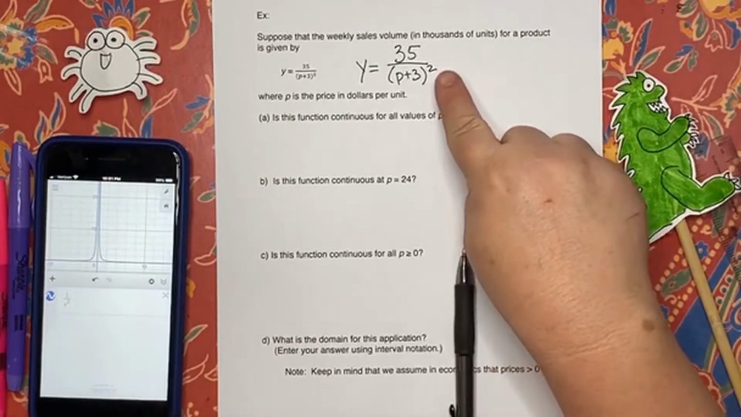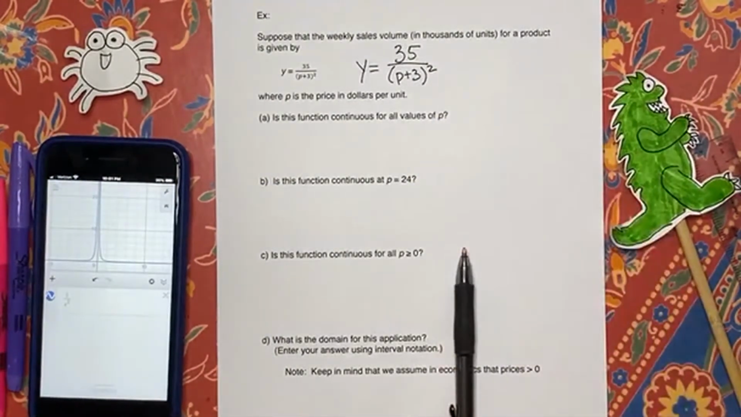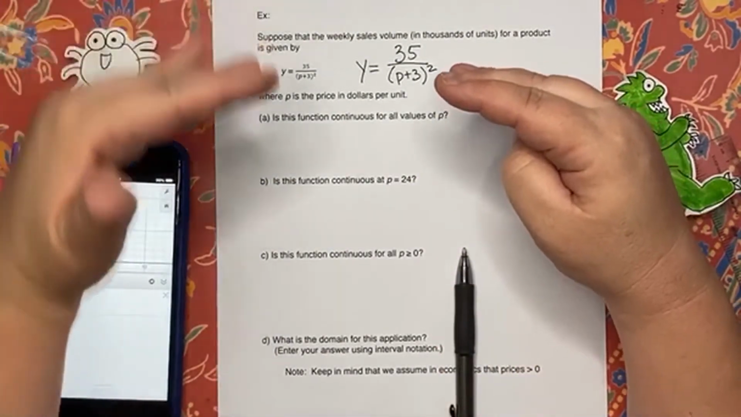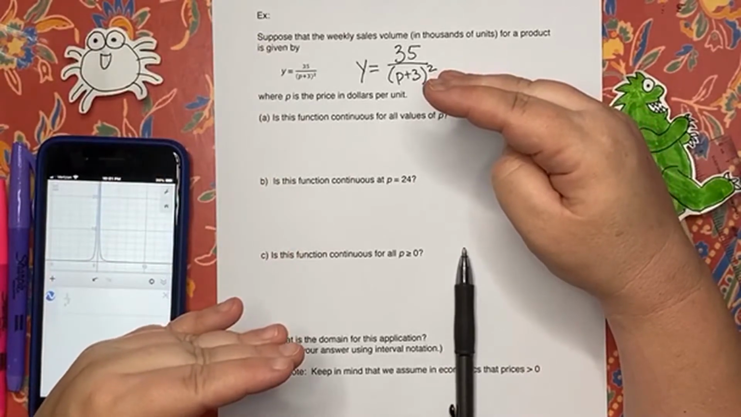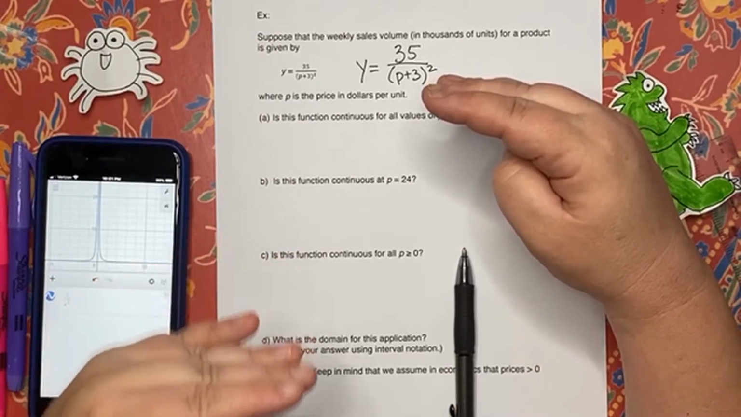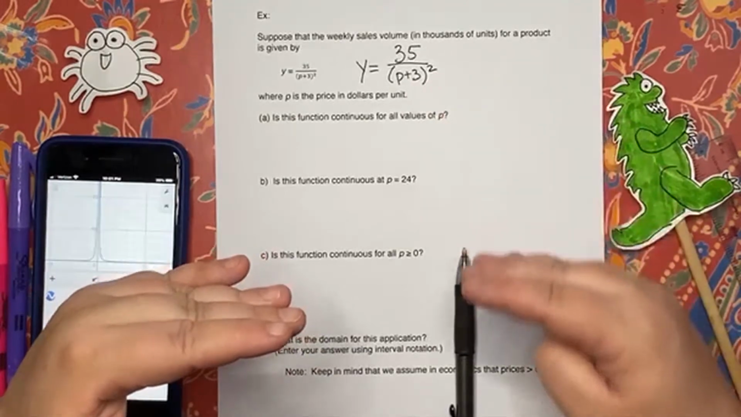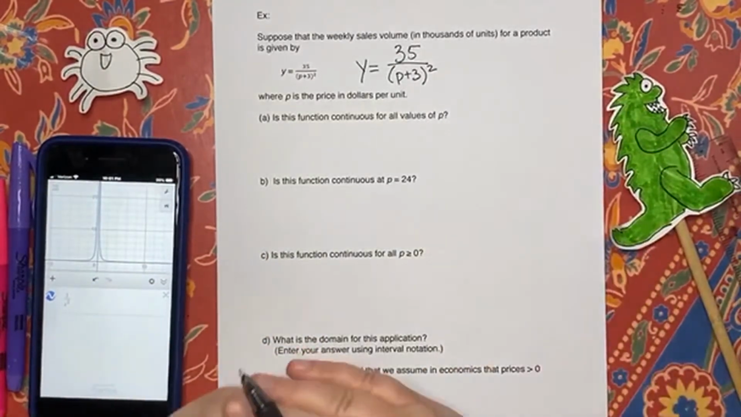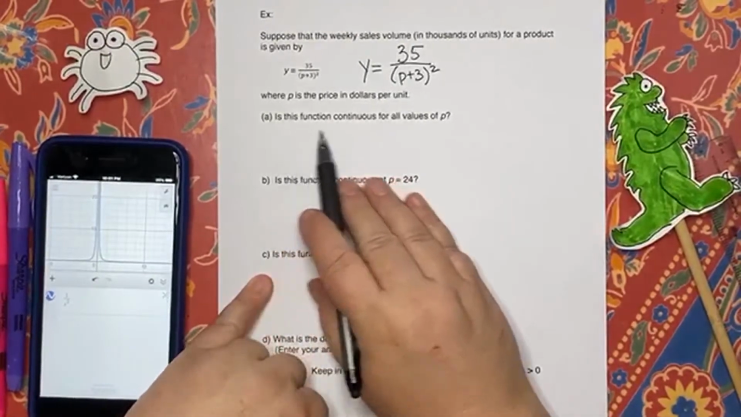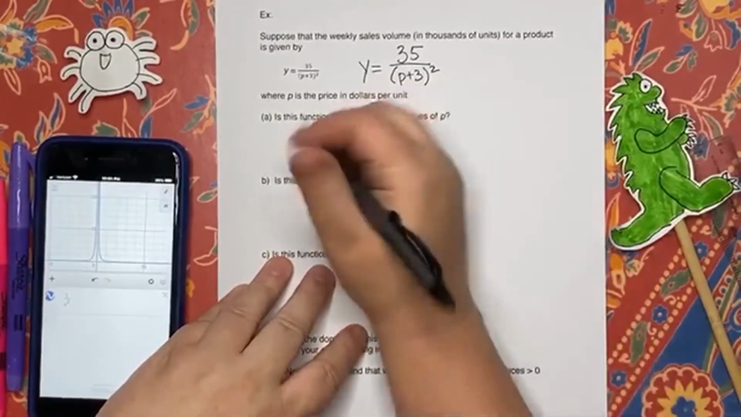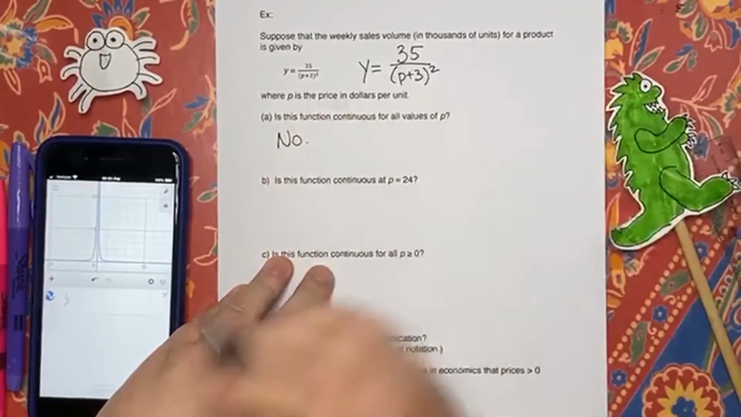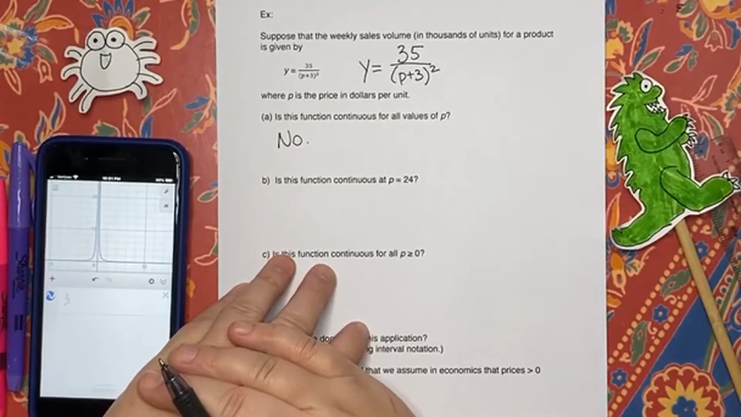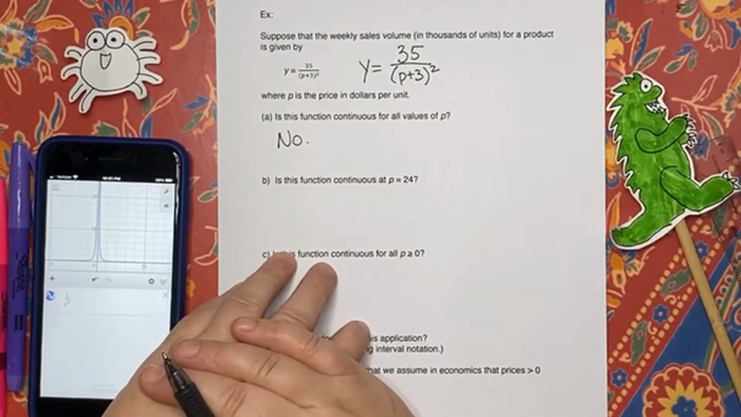Usually, however, like in this one, when the price goes up, the sales come down. And if you want to sell more of something, you lower the price. So that's why the p is in the denominator. Okay, so is this function continuous for all values of p? No. What value of p is it discontinuous for?